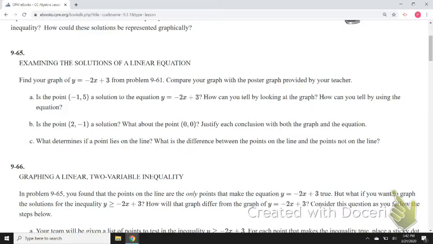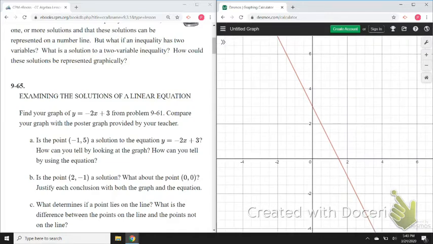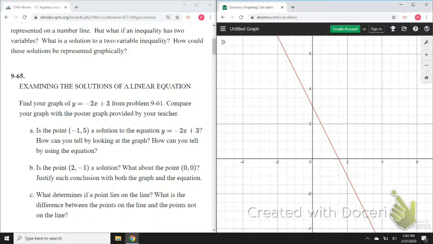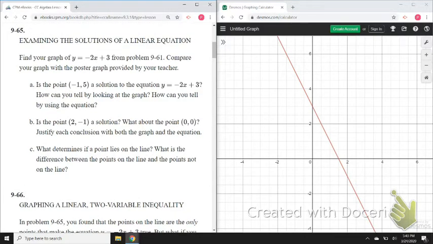9-65 gives you an equation, y equals negative 2x plus 3. It says to compare your graph with a poster graph provided by your teacher. Obviously I don't have a poster, but I do have a graph right here. This is the equation y equals negative 2x plus 3. Part A says, is the point negative 1, 5 a solution to this equation? How can you tell by looking at the graph? How can you tell by using the equation?